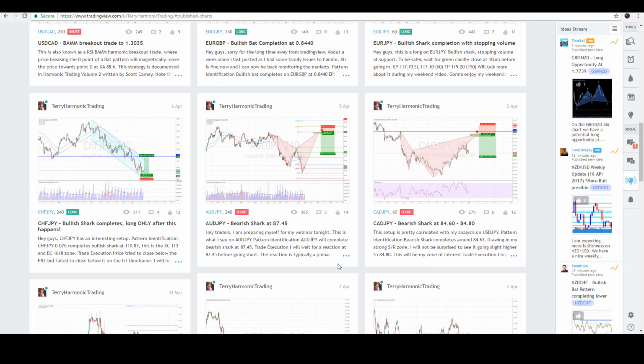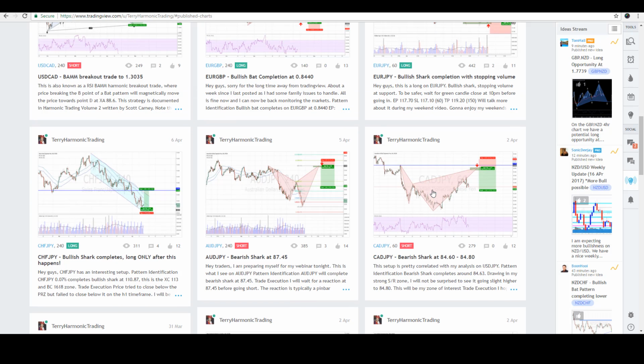I also talked about 2 yen trades. One is on the CAD yen and the other one is on the Aussie yen. But sadly, both setups did not come to my zone to sell, and it just fell off the cliff, and there was no trade on this.